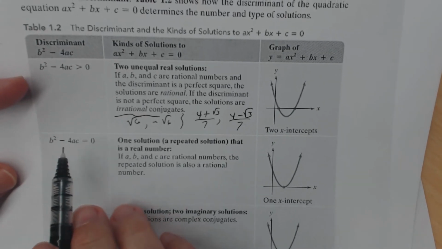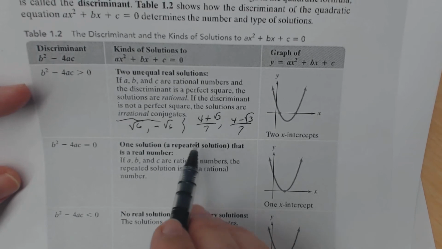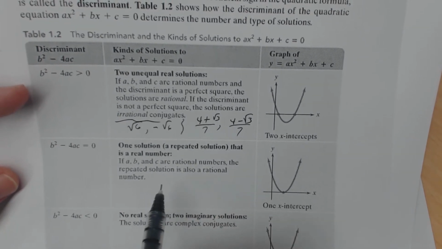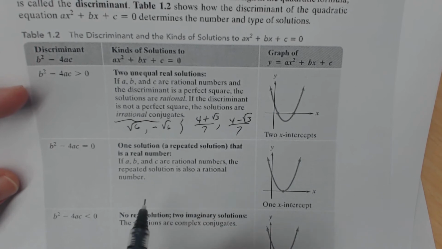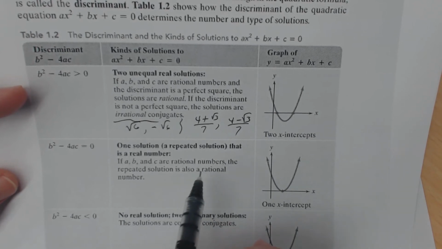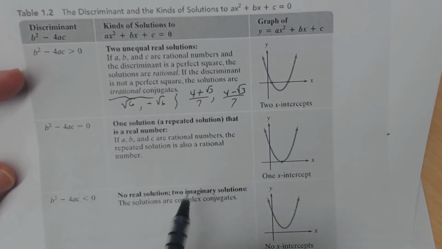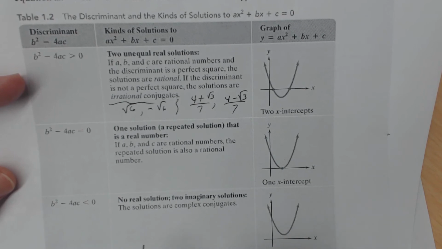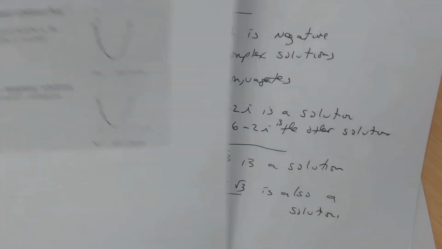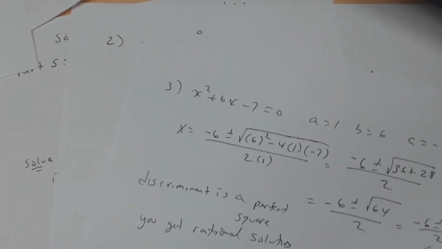If the discriminant is 0, remember you only get one solution. In this case, I call it repeated solutions, but it's a double root. All right, so if the discriminant is 0, you get one solution. It's going to be a rational solution, so one rational solution. If the discriminant is negative, you're going to get two imaginary solutions, so two complex conjugates. Okay? All right, so let's look at an example.